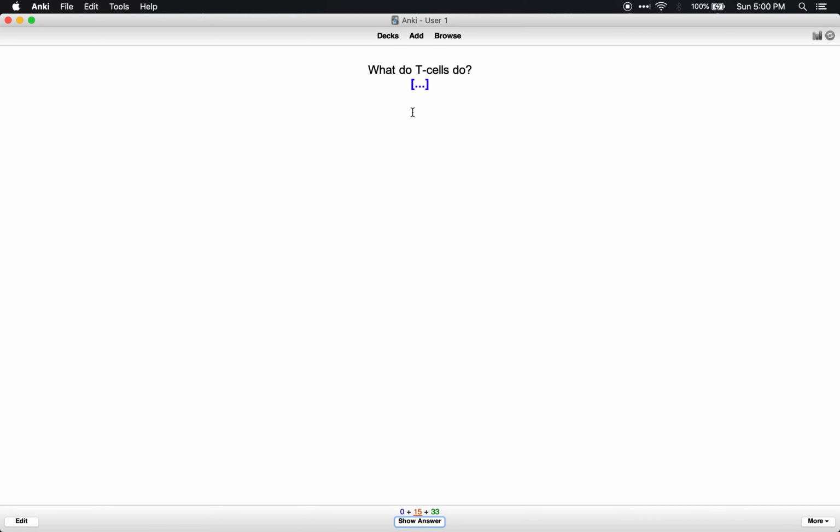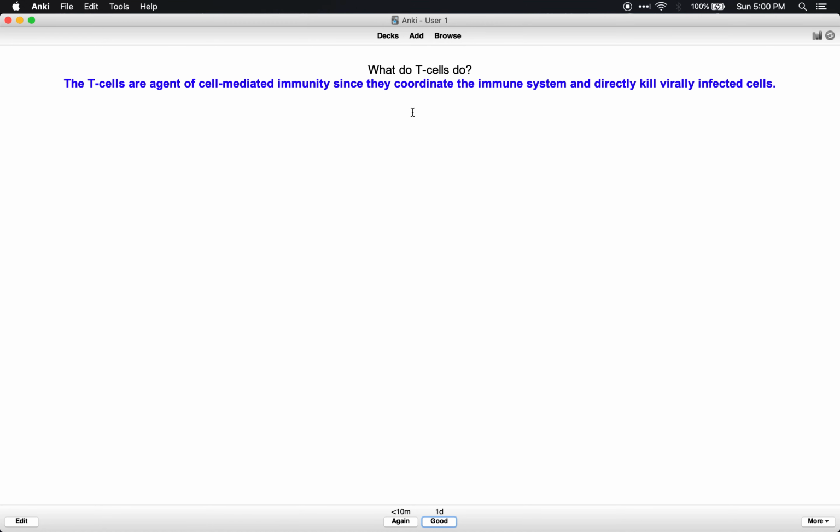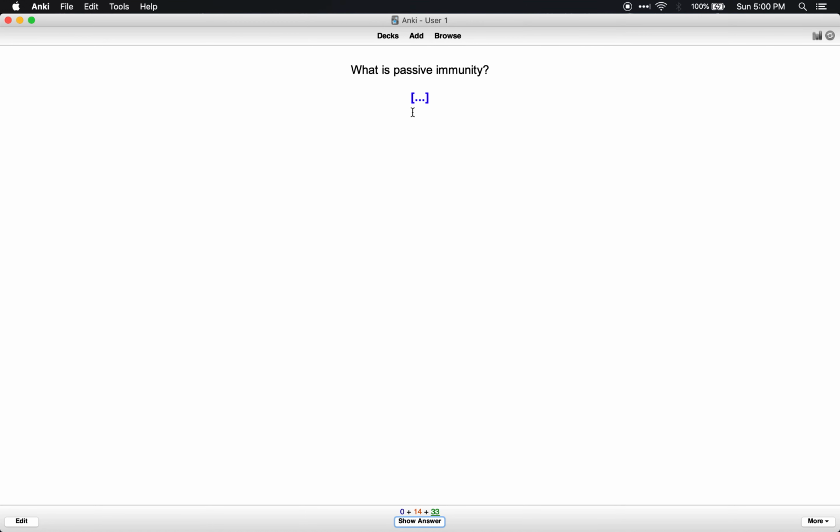T cells are the cell agents of cell-mediated immunity, modulate the immune system, and kill virally infected cells. Passive immunity is where you're injecting the antibody into the blood.